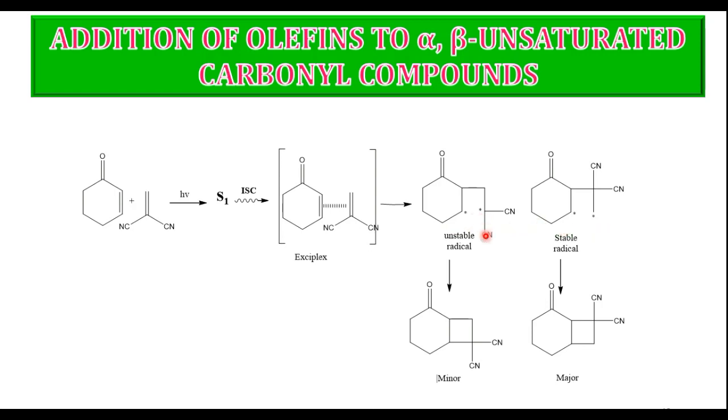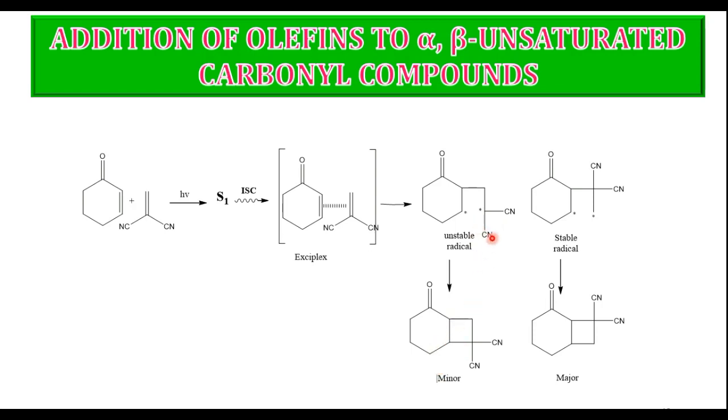Here you can observe that the cyanide group is an electron withdrawing group. Therefore, when a radical is attached to a carbon bearing electron withdrawing groups, that is an unstable radical. Here this carbon radical is not attached to electron withdrawing groups, that's why it is a stable radical. This one is unstable, and this one is stable. Now when these two radicals make a bond, we get the minor product. When these two radicals make the bond, we get the major product. You can observe, friends, that in the earlier case this product was major, but here it is minor.